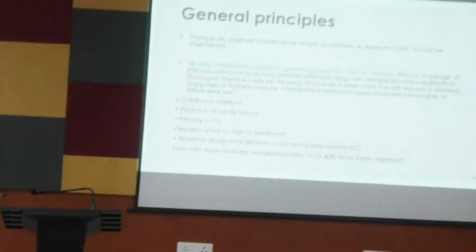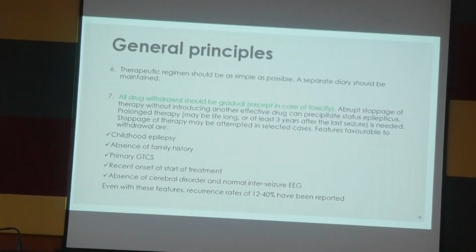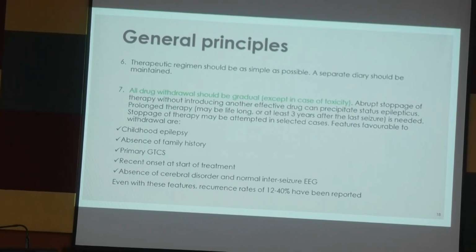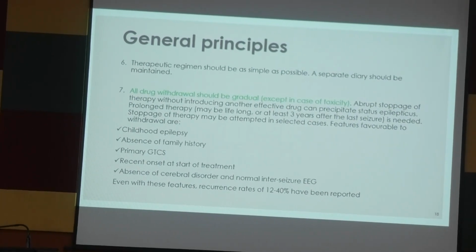The therapeutic regimen should be as simple as possible. All drug withdrawal should be gradual, because if there is any abrupt drug withdrawal the patient may go into status epilepticus. And what is the duration of therapy? Therapy may be lifelong, or at least 3 years after the first seizure. In a patient with favorable factors, withdrawal can be tried after 3 years.